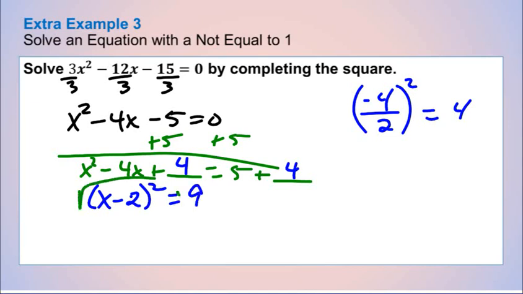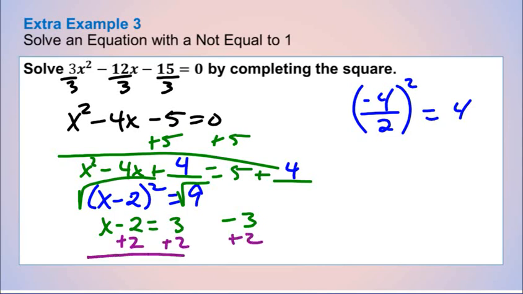Undo a square, I find the square root, and I'm left with x minus 2 equaling a positive 3 and a negative 3. Add 2 to both sides, and I'm left with x equaling 5. Or it can also equal negative 1.